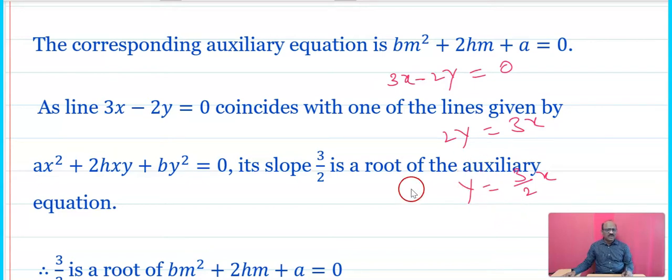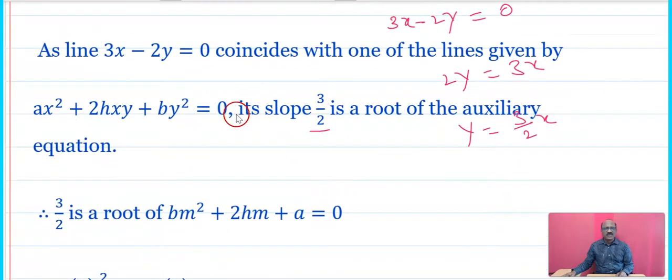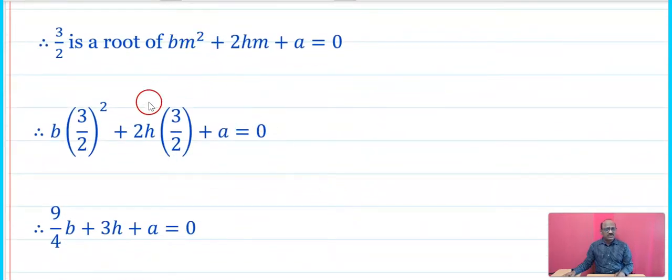This is the slope of the line. Therefore the value of m is 3 by 2, the root of the auxiliary equation. And if we substitute this value of m in its auxiliary equation, which is bm square plus 2hm plus a is equal to 0, substitute m is equal to 3 by 2 plus 2h into 3 by 2 plus a, and then simplify this.